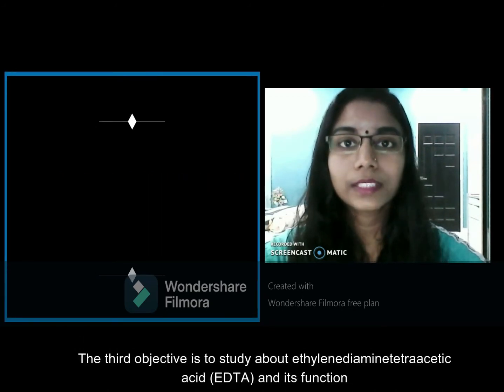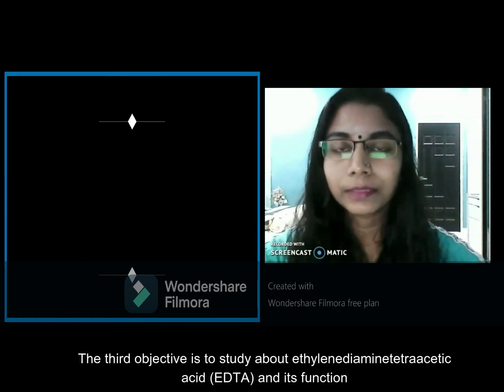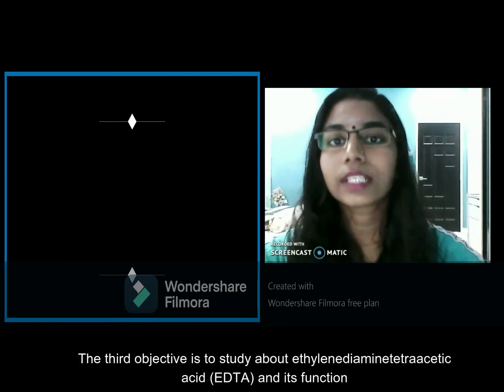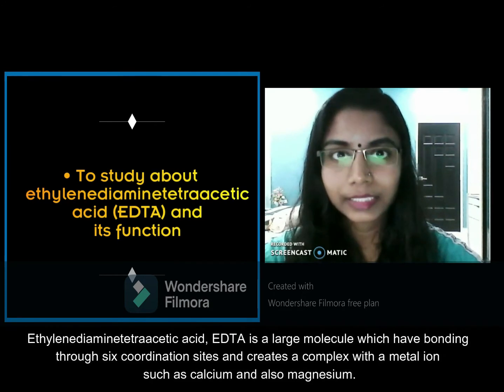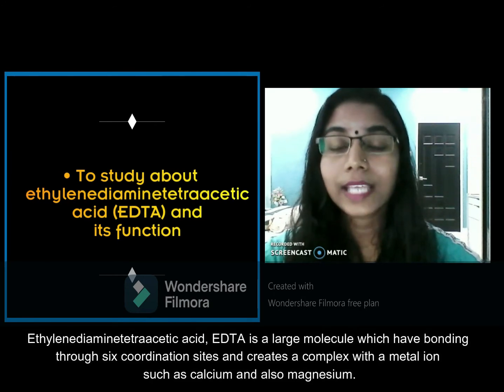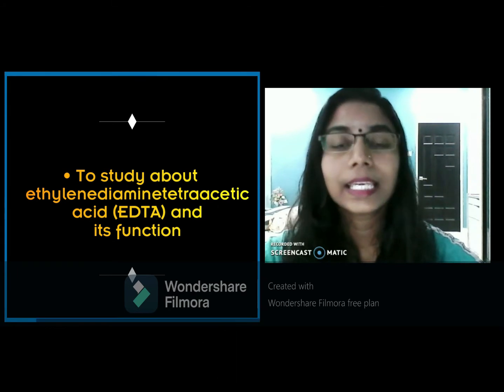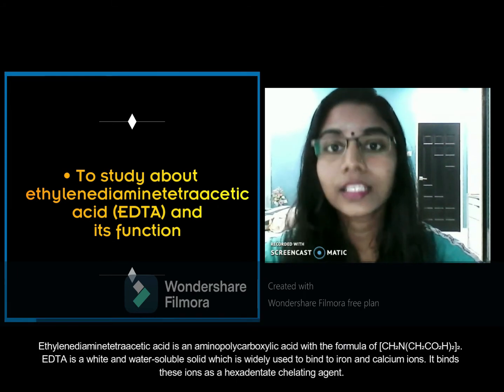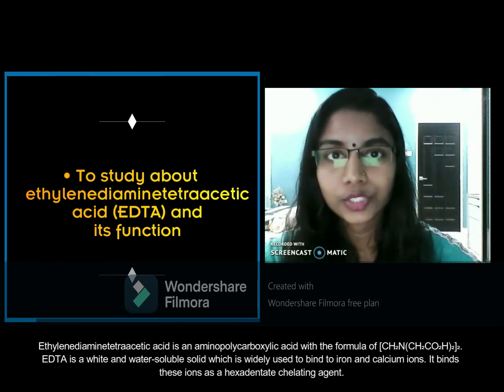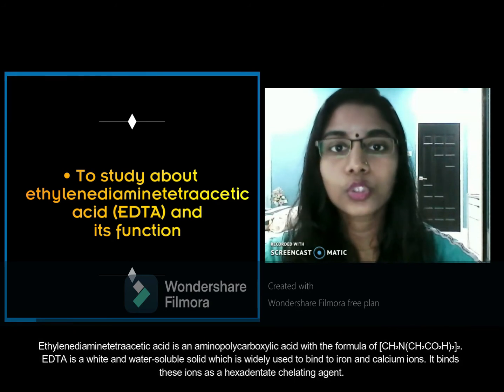The third objective of this report is to study ethylenediaminetetraacetic acid, EDTA, and its function. EDTA is a large molecule which has bonding through 6 coordination sites and creates a complex with a metal ion such as calcium and also magnesium. Ethylenediaminetetraacetic acid is an aminopolycarboxylic acid with the formula [CH2N(CH2CO2H)2]2. EDTA is a white, water-soluble solid which is widely used to bind to iron and calcium ions. It binds these ions as a hexadentate chelating agent.